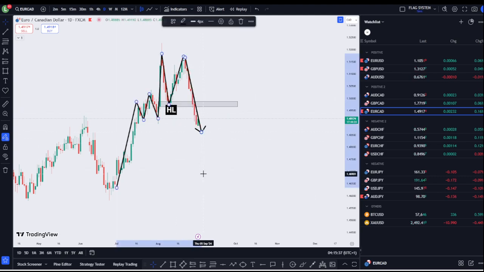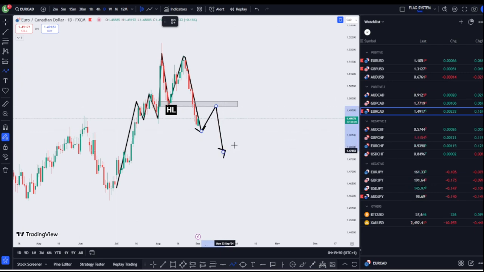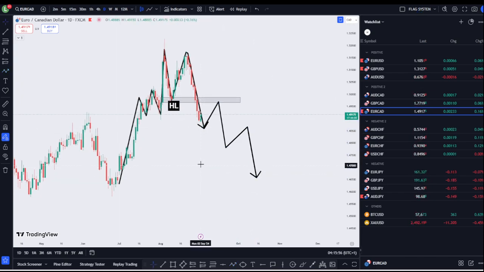Now it's an indication that the sellers are now back in the game. What we are expecting now is price to form a lower low, then wait for a pullback or retracement to form a new lower high, then lower low, lower high, lower low for the establishment of bearish market sentiment.